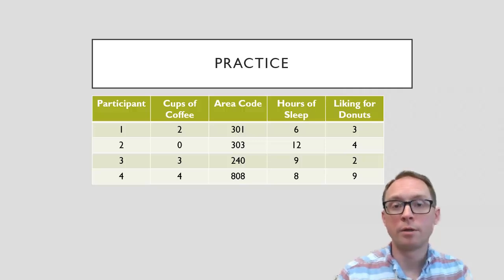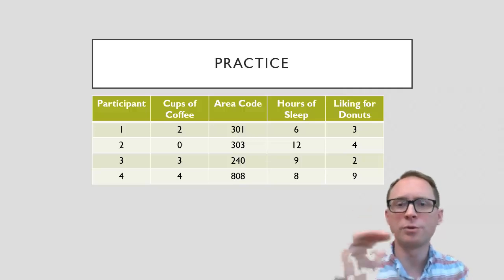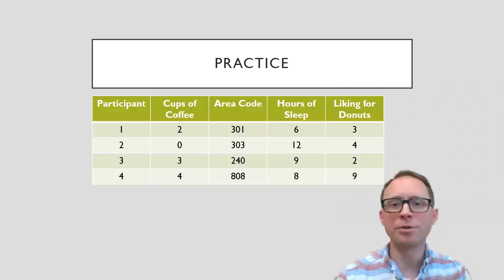Area code is nominal. And just so you know, the participant number technically is nominal as well. But normally we don't even worry about that. That's mainly meant to distinguish who is who. I'm not going to ever ask you, on this, how many nominal variables are there? And I'm assuming that you're going to include the participant. I'm not assuming that. I would just be looking for the one, and that would be the area code.